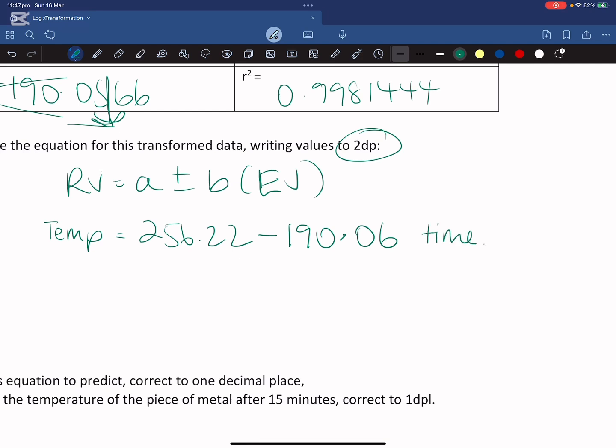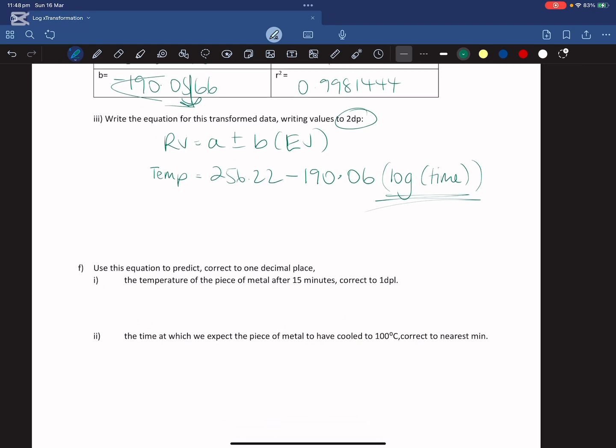However, remember I transformed that data. I no longer just have time, I have the log of time. If you omit the transformation out of your equation, you will not get full marks. You need to be transparent about what you have done to the data. Okay, so you've done a log of time. You also need that transformation in order to make accurate predictions, and I'll show you what I mean in a second. All right, so that's our equation.